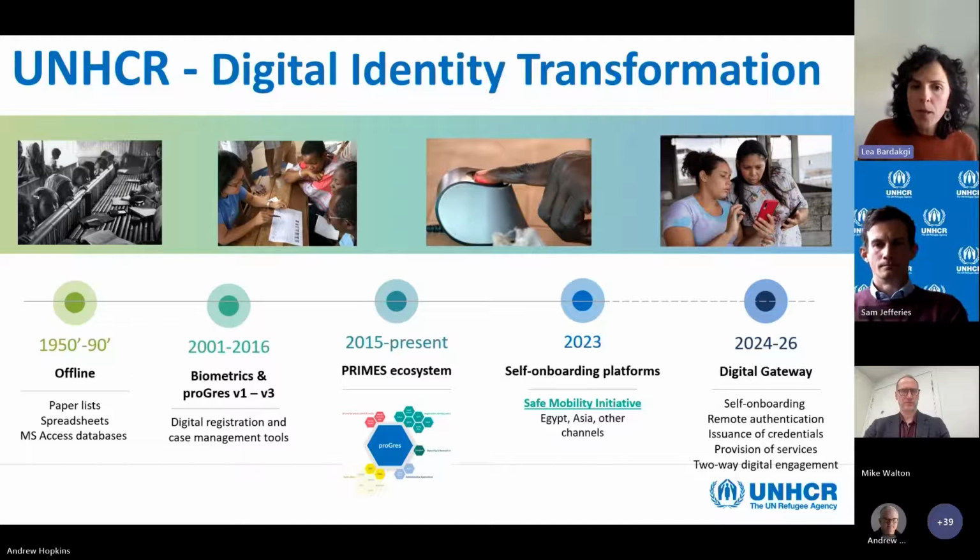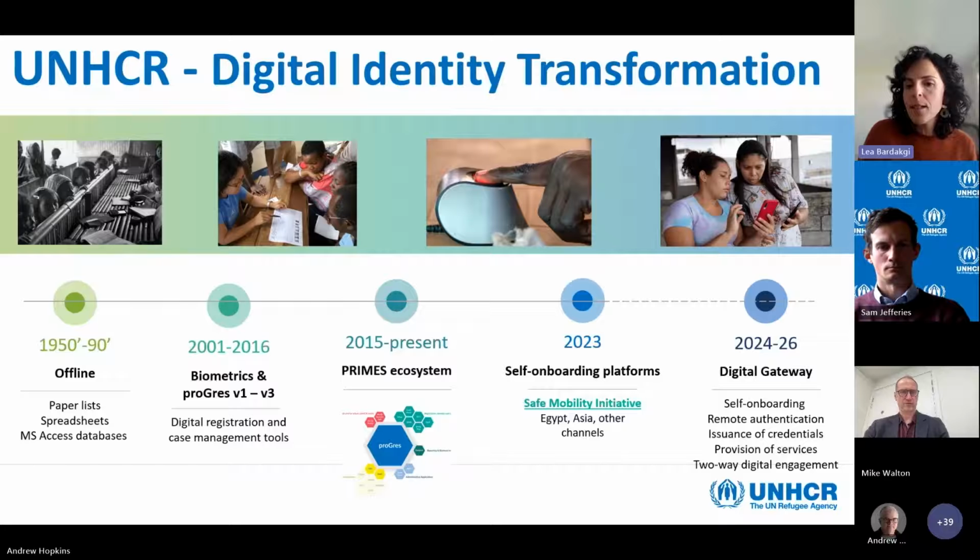But the big transformation has been since last year with introducing self-service. So it's been quite a big milestone for us. It started off last year with self-onboarding platforms. So that's for persons who are not registered with UNHCR. We don't know them yet, but they are seeking to be registered and seek asylum. So we've introduced self-onboarding platforms in a few countries. I'll be talking about that in a minute.